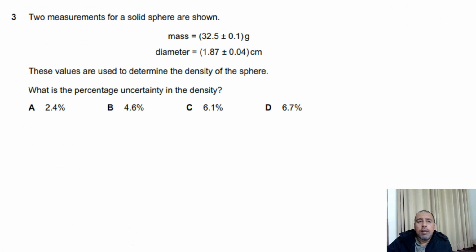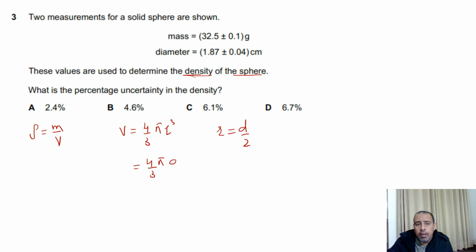Moving forward, in question number 3, you have to write the density of a spherical body. So to get the density of a spherical body, the formula is mass over volume, but this volume is 4 over 3 pi r cube for a sphere, and you know that d by 2 is the radius. By substituting this value, it is 4 over 3 pi d power 3 divided by 8. The cube of 2 is 8.